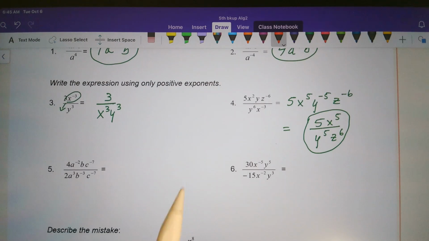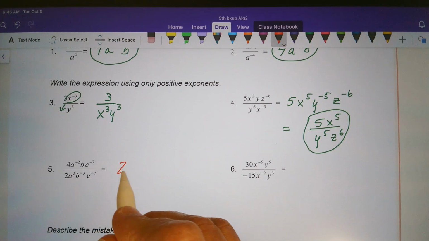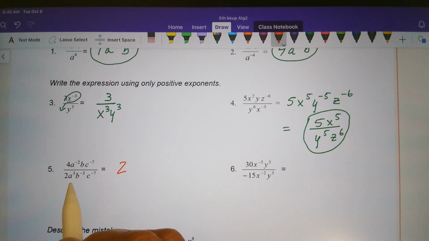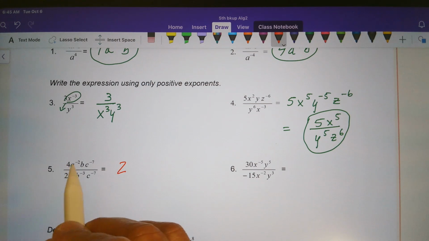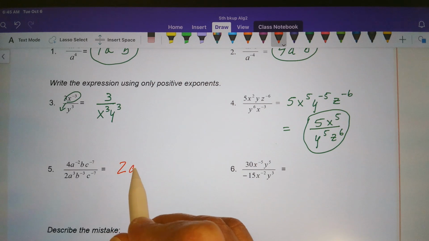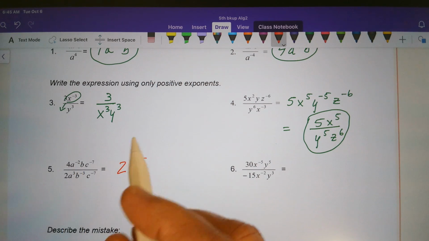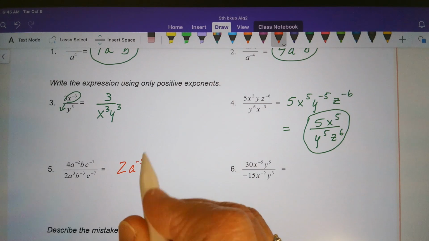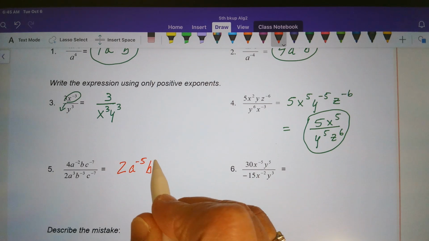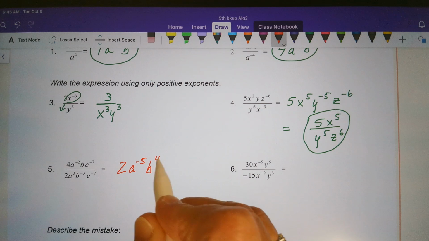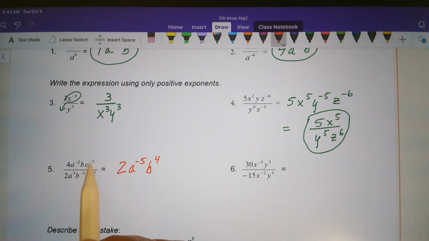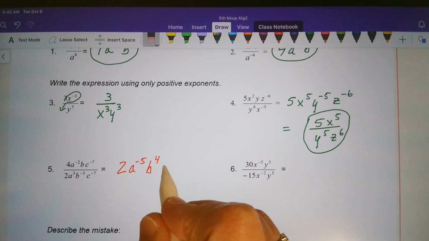Number 5, 4 divided by 2 is 2. A to negative 2 divided by a to the positive 3. Negative 2 minus 3 is negative 5. B to the first divided by b to the negative 3. 1 minus negative 3 is 1 plus 3, which is 4. And negative 7 minus negative 7 is 0.